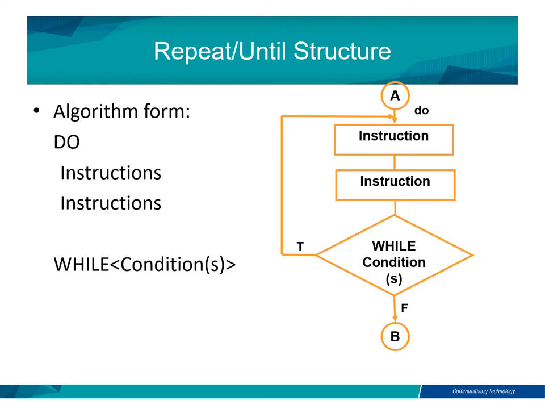This is an example of the flowchart for the repeat until structure and also the algorithm. As you can see here, we have a do statement and a while statement for the repeat. What is happening in the do while statement here is that it will execute the statement first before it does the checking. Look at the flowchart we have here. We have an instruction that will be executed first, before we do the checking.